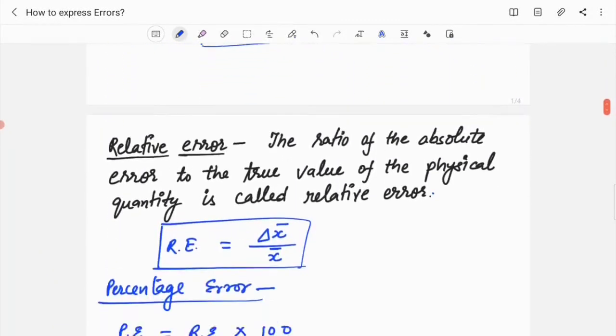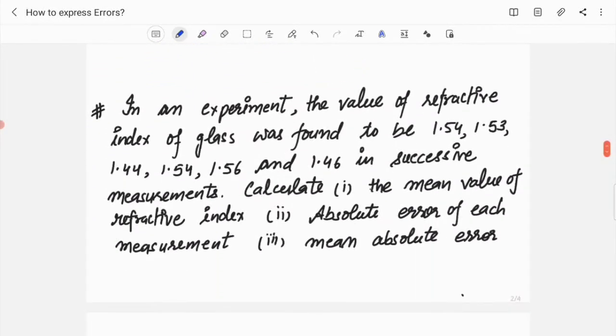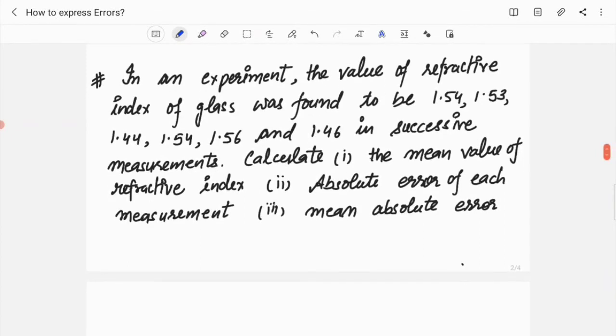So let's have an example so that it will be more clear to you how we can use these things. Here is an experiment in which the value of refractive index of glass was found to be 1.54, 1.53, 1.44, 1.54, 1.56 and 1.46 in successive measurements. Calculate mean value of refractive index, absolute error of each measurement, and mean absolute error.